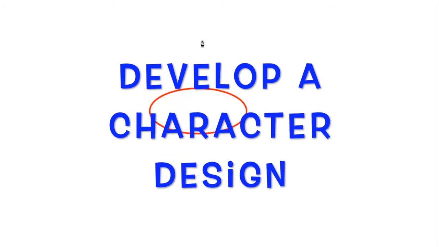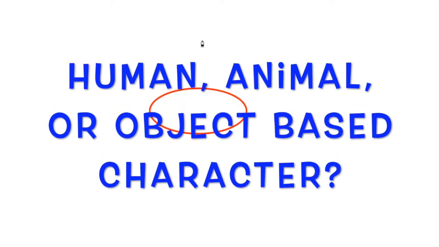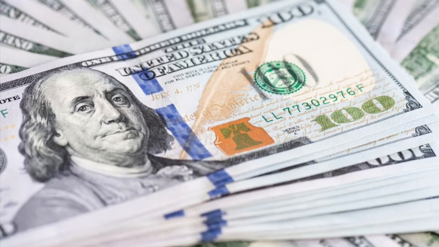Now what I'm going to do is go here and use the markup tool. I'm going to develop a character design. First I want to figure out whether my character is going to be a human character, an animal-based character, or an object-based character, which could be something like a smartphone or a water bottle or any kind of everyday object. Some of you would think about SpongeBob. It's just a sponge, but they made a multi-million-dollar character out of him. So it's a really cool idea and a concept you can use.